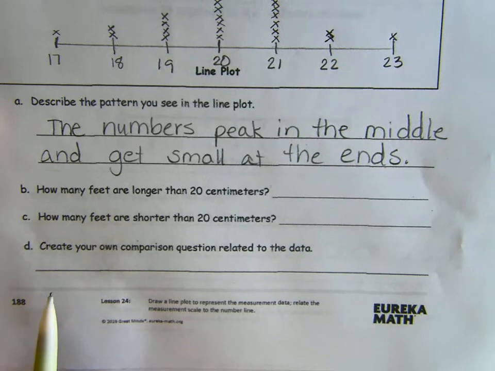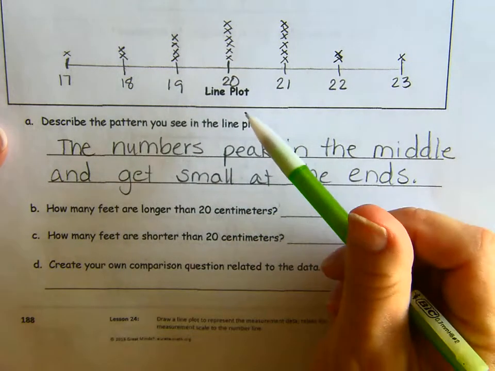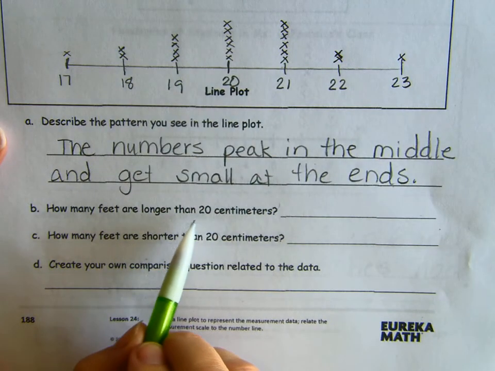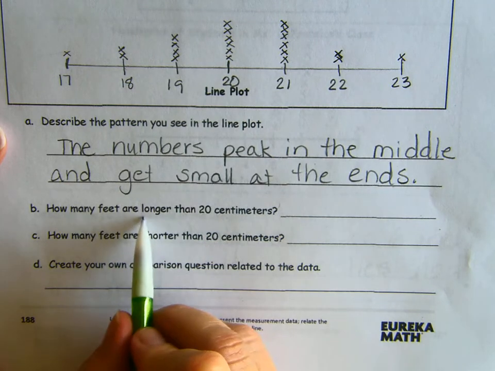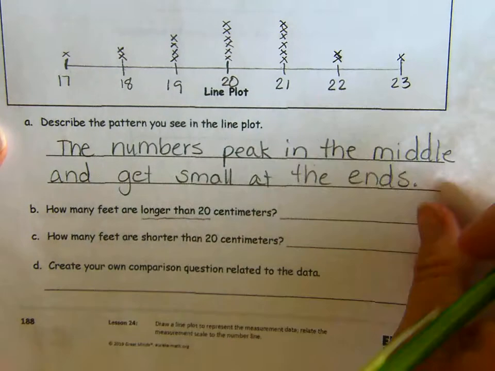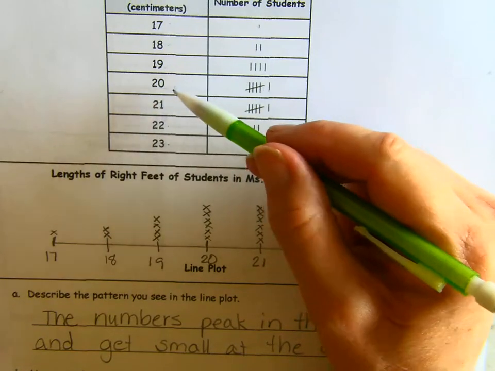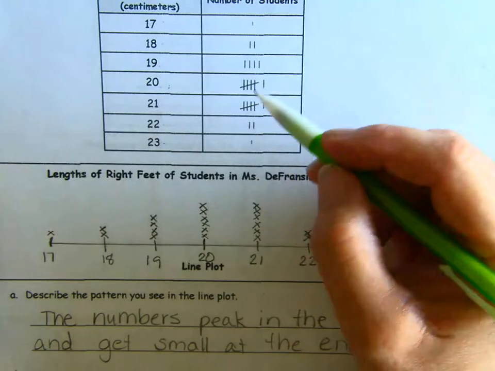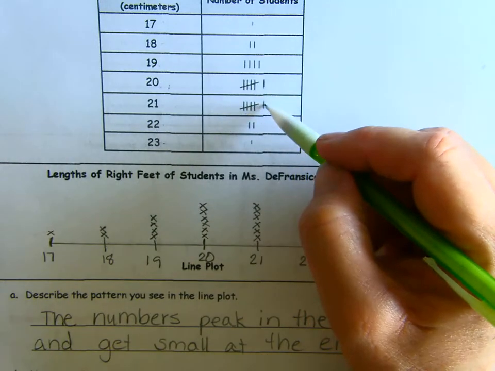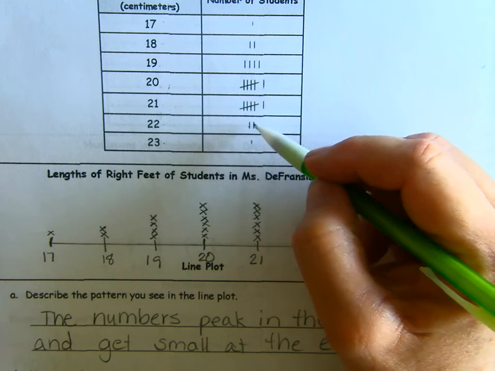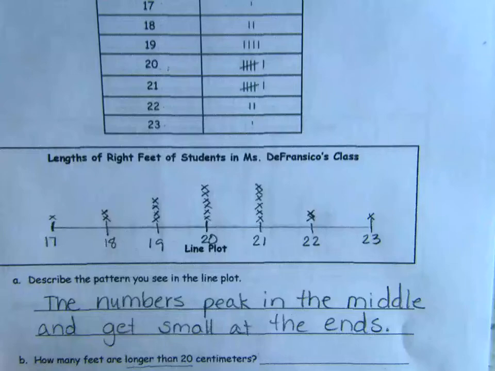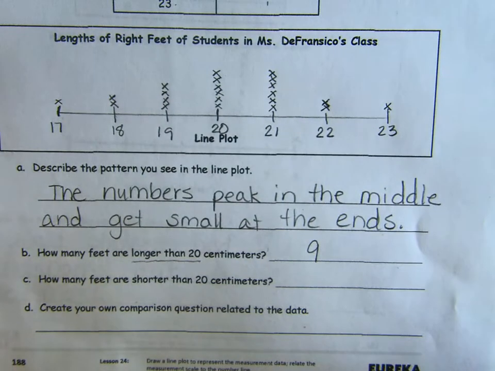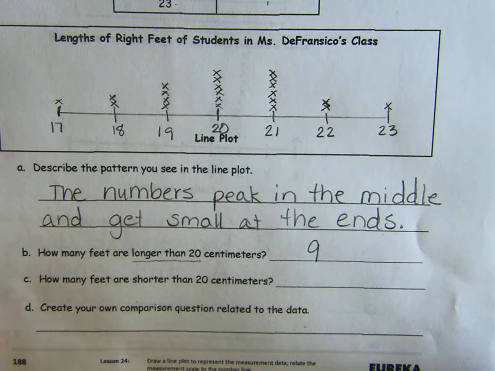Let's answer the rest of these questions then based on either the line plot or the tally marks. How many feet are longer than 20 centimeters? Longer than 20. So would we include 20? Is 20 longer than 20? No. We're going to start here at 21. So we have 5 and 1 more is 6, 7, 8, 9. 9 feet are longer than 20 centimeters.